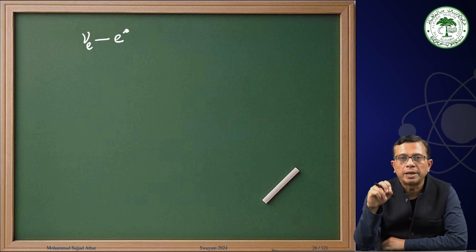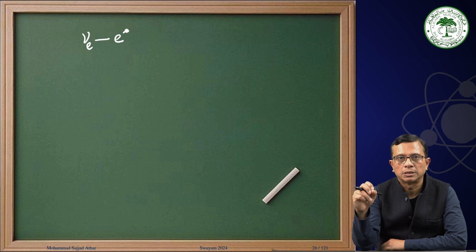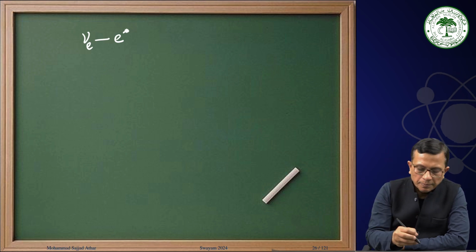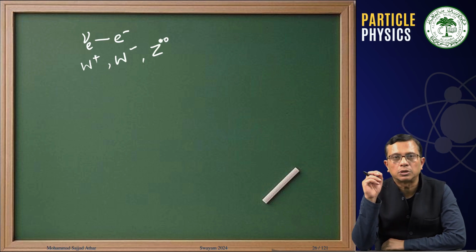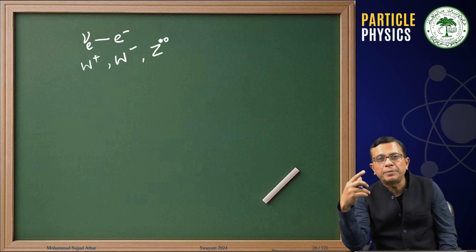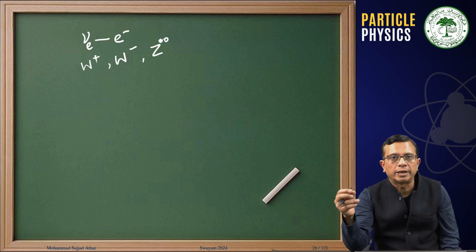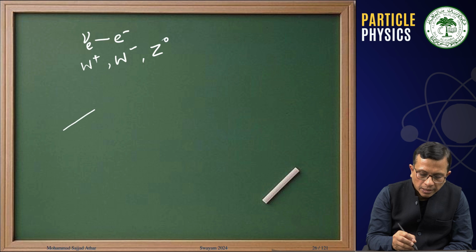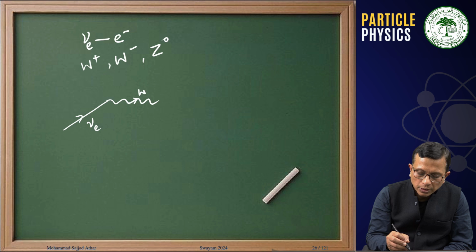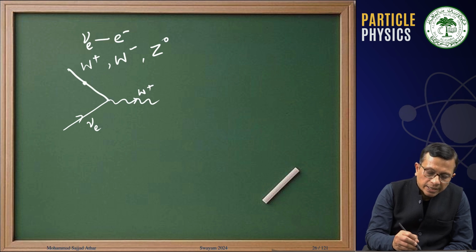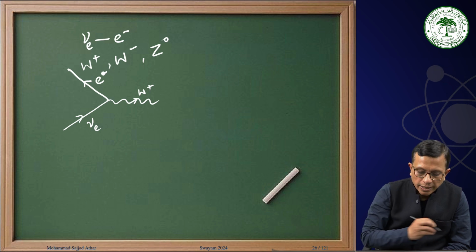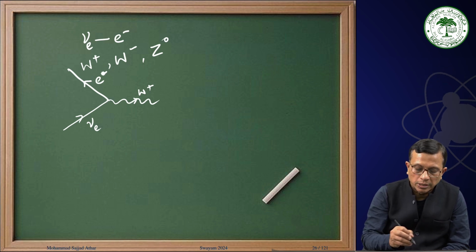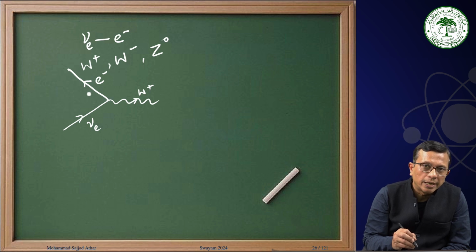neutrinos only participate in weak interaction processes, and in weak interaction the mediating quanta can be W plus, W minus or Z0 bosons. As I have told you, without a mediating quanta you cannot think of an interaction, and therefore what is happening is that a neutrino is emitting a W plus boson, and that is getting converted into an electron.